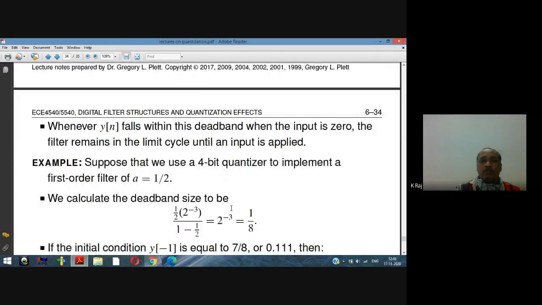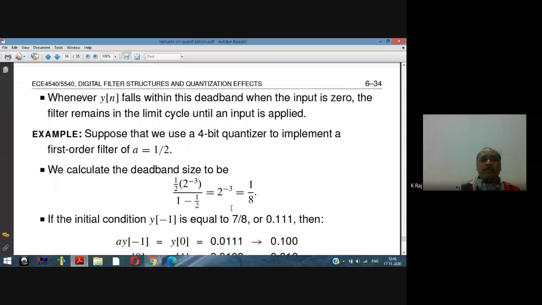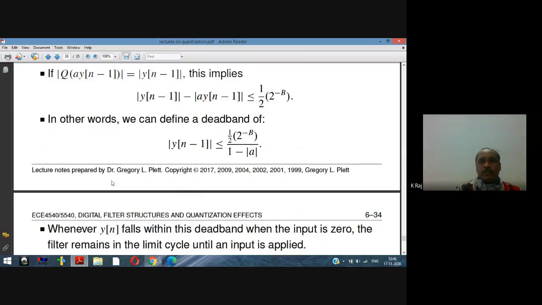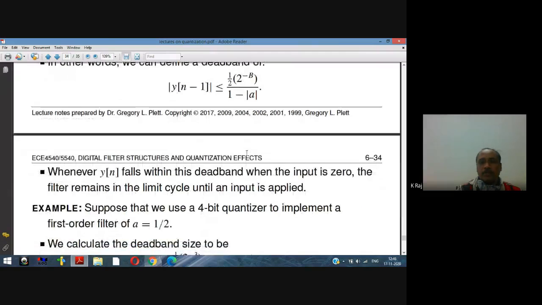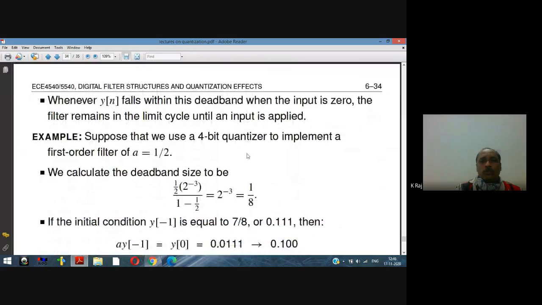Now see here, if we consider the example, suppose that we use a 4-bit quantizer to implement a first order system and a is given as 1 by 2. Then the dead band, what is the dead band? This is the dead band: the mod of y(n-1) is less than or equal to 1 by 2 to the power minus b upon 1 minus mod of a. a is the coefficient of the first order filter here. So this value will become 1 by 8.